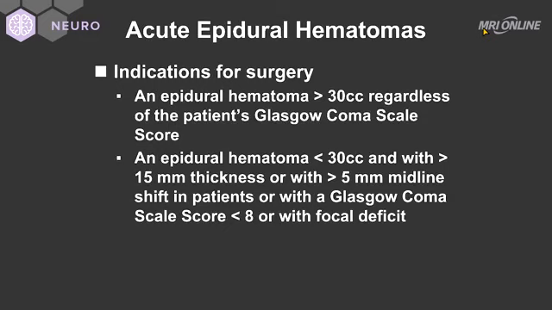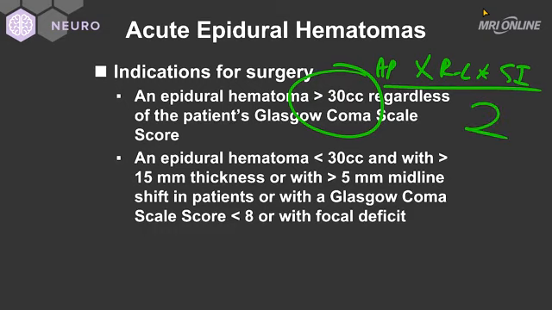The indications for intervention for acute epidural hematomas are similar to that for subdural hematoma with a few exceptions. We note, as in this example, that an epidural hematoma that is greater than 30 cc's would be an indication for surgical intervention. So once again, we would have to give our best guess as far as the 3 dimensions in AP, right, left, and superior inferior dimension and divide that by 2.